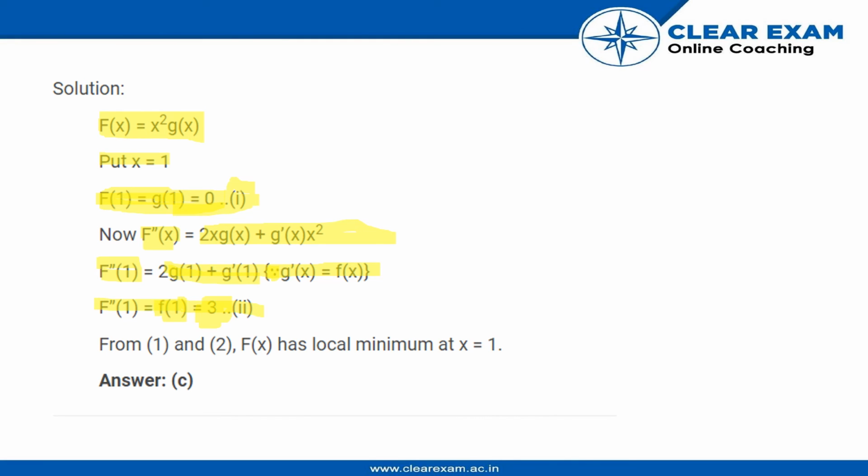So from this equation and from this equation, we get that F(x) has a local minimum at x is equal to 1. So C is the right answer, that F(x) has a local minimum at x is equal to 1.